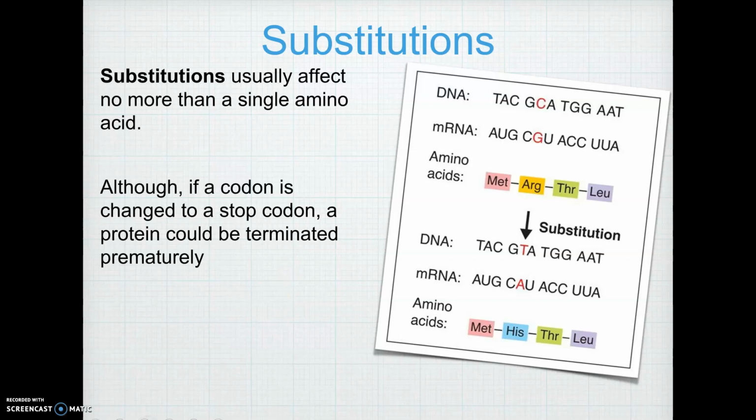If we take a look at this example here, this is the correct DNA code, and it's supposed to have a C here, which would then, in the mRNA, code for a G, and this codon codes for arginine. But in this substitution, there's a mistake in the DNA. Instead of a C, it has a T here. The mRNA now makes an A instead of a G, and this codes for a different amino acid, histidine.